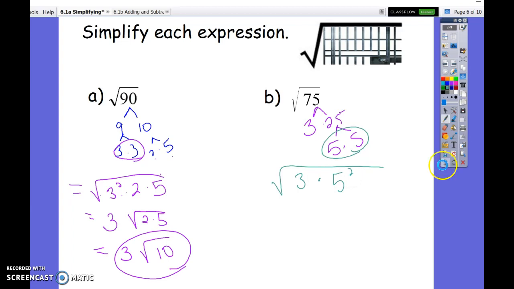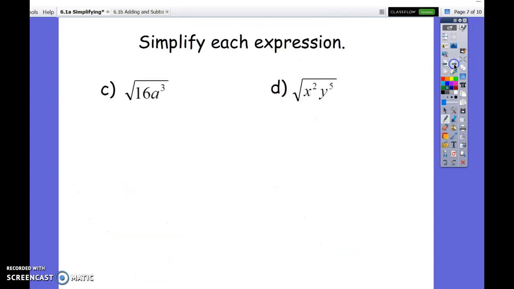Okay. Well, the square root of 3, nothing times itself, right? No whole number times itself gives us 3, so we just have to leave that in our radical because we don't want any irrational numbers. The square root of 5 squared, well, again, those are opposite actions. They cancel each other out. So we just have a 5. So the square root of 75 is equal to 5 times the square root of 3. Let's practice a couple more, but we'll throw in some variables.